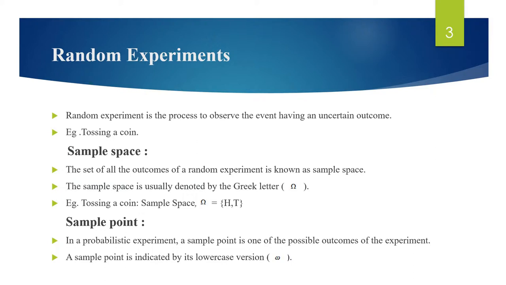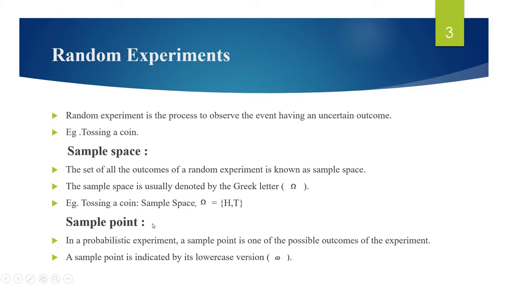Next is sample space. The set of all the outcomes of a random experiment is known as the sample space. The sample space is usually denoted by the Greek letter omega. Here we can see this is the symbol of the sample space. For example, while tossing a coin, the sample space will include head and tail.